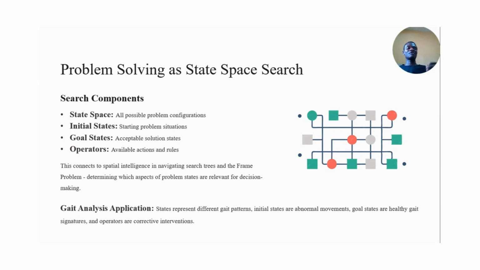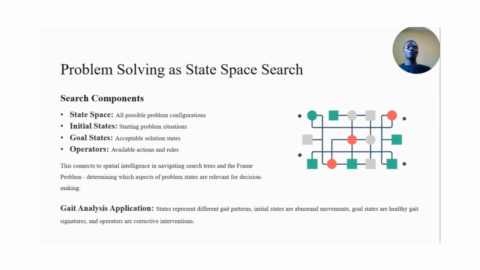And then this just simply connects to some spatial intelligence in navigating such trees. As illustrated in our diagram one here, one may navigate from this green button to the red button, but in different ways. Well, in our gait analysis system application, we can see that states represent the different gait patterns. An initial state becomes an abnormal movement.